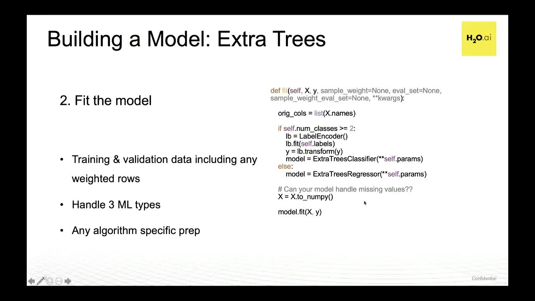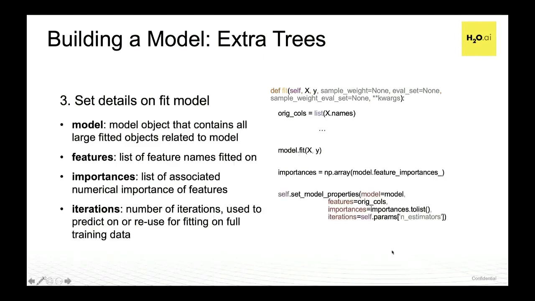Then after we've done any specific prep for our algorithm, which would be this missing value work, we will fit the model. And after we fit the model, we're going to set some model properties. The model properties are 4 options that Driverless AI needs to know. One, it needs the model object so that it can do predictions with it later. Second, it needs to know what features were used to create this model. And that's why we saved off our original columns earlier.